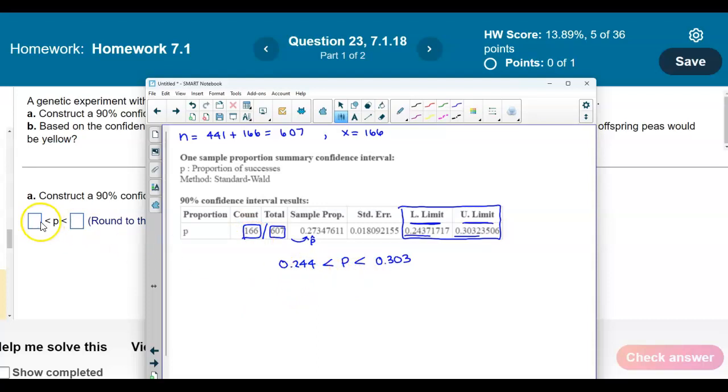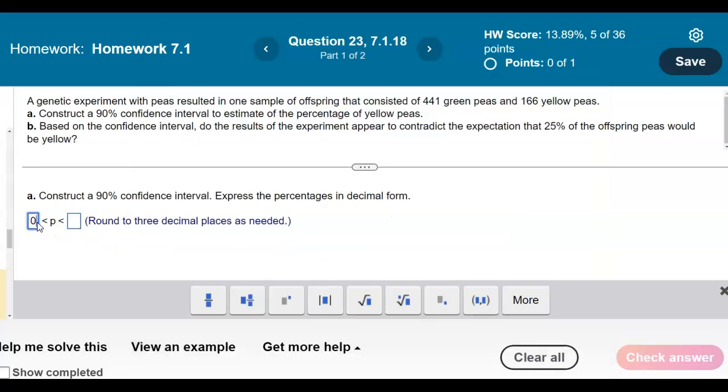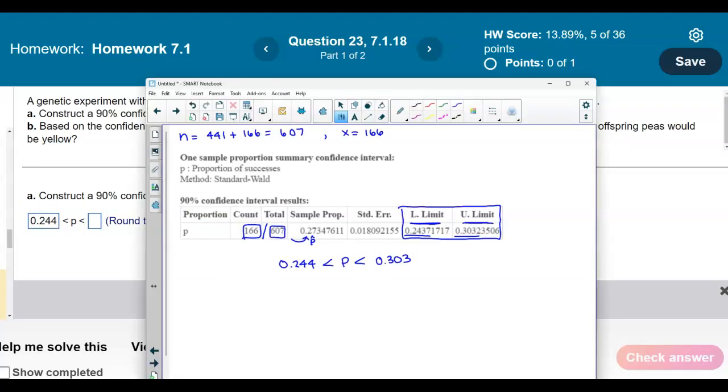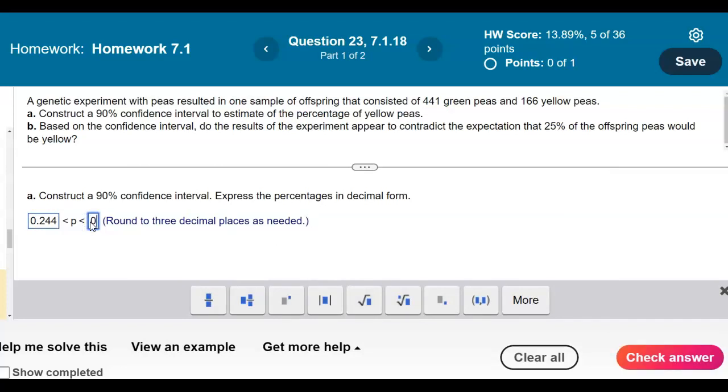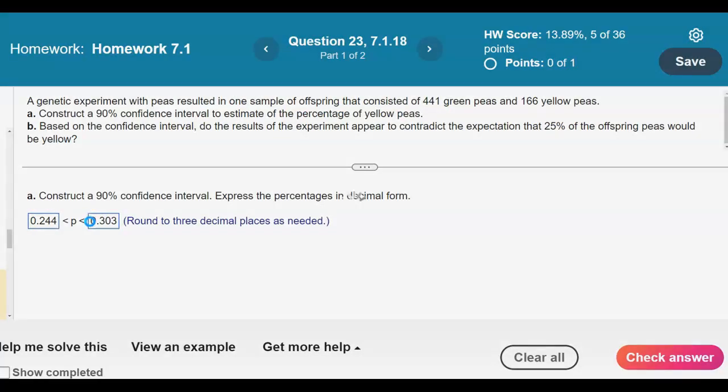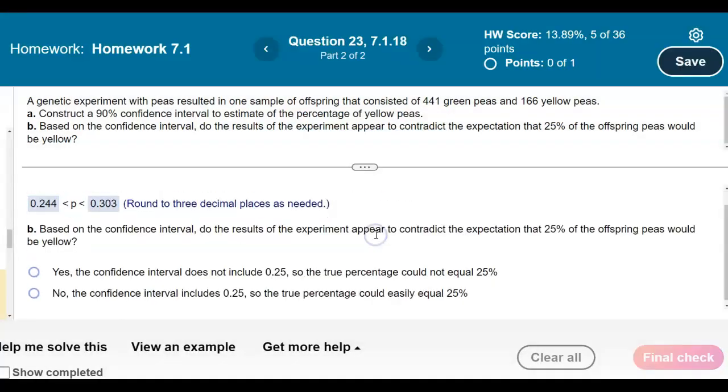So therefore, this is going to represent our confidence interval. We have 0.244 as our lower limit, and then the upper limit is 0.303. Let's check our answer, and there is our result.